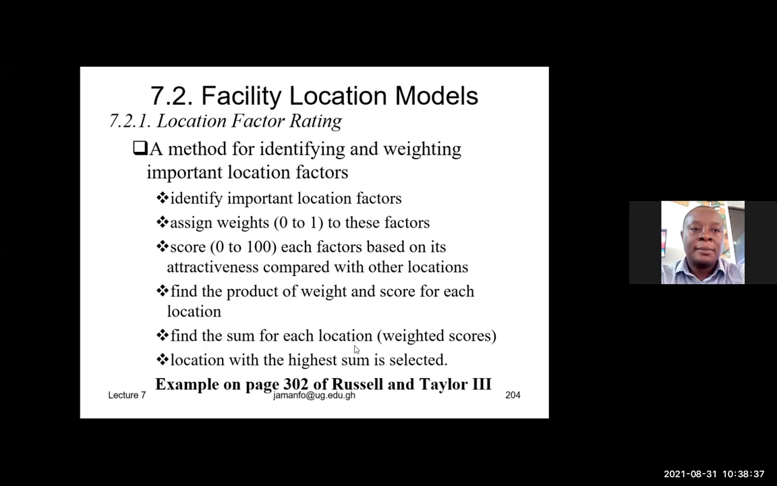Then we find the sum for each location, the weighted scores. And then we look out for the location with the highest sum. And then we select that location as the best. So normally when we are using the location factor rating, we need to identify multiple locations. Yeah, we should be considering two or more locations. And then we weigh them in terms of the key location factors. And we see which of them will emerge as the highest. So let's take a look.